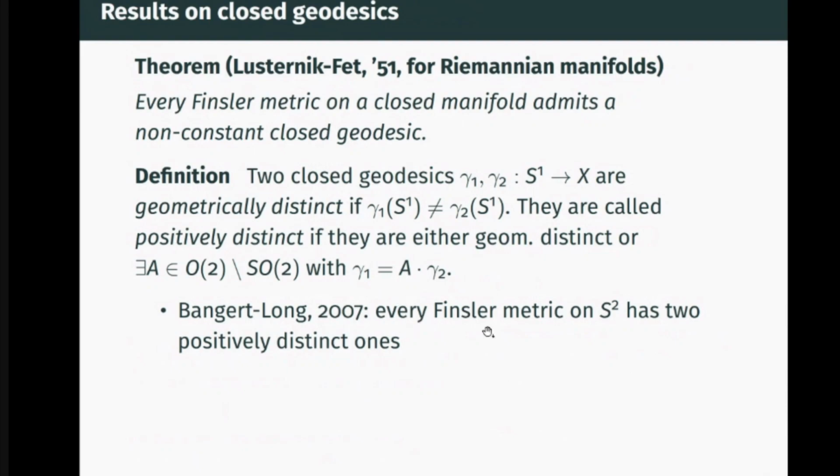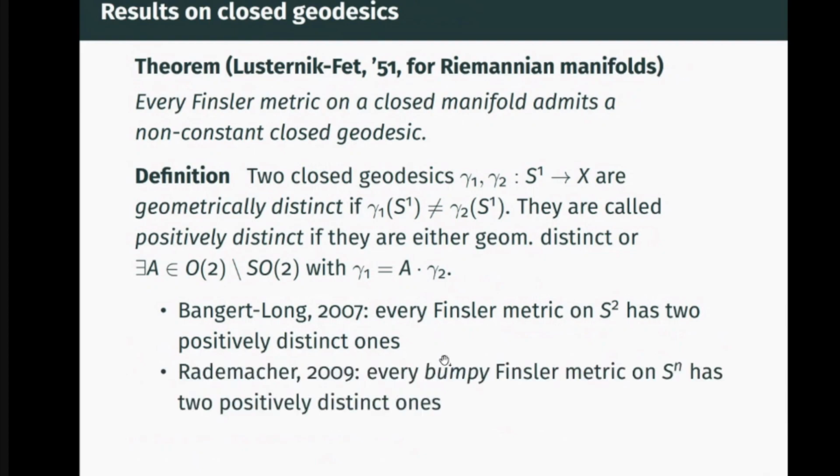I have some recent results for Finsler metrics. First of all, the big famous result by Bangert and Long from 2007. They have shown that on the two-sphere, every Finsler metric has two positively distinct closed geodesics. So two distinct ones here.